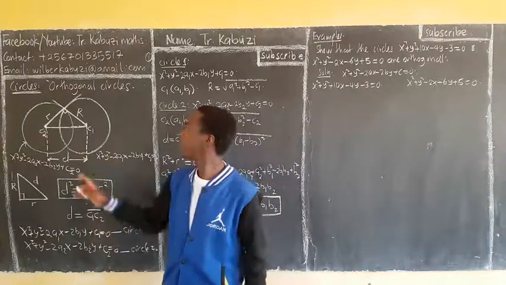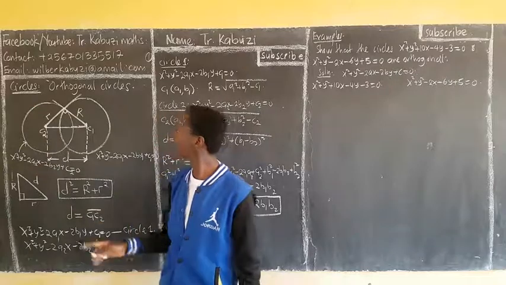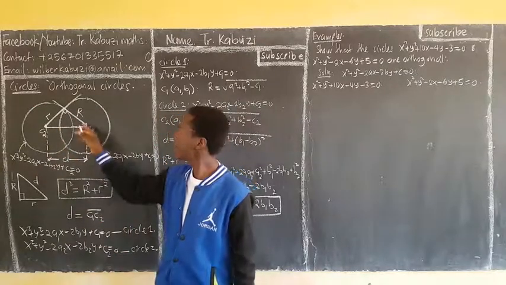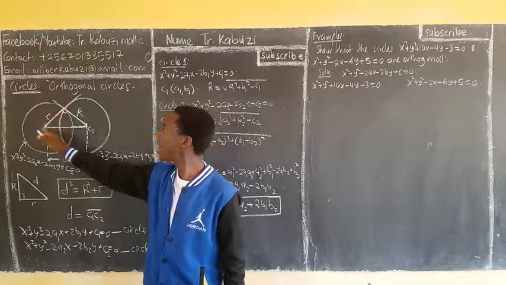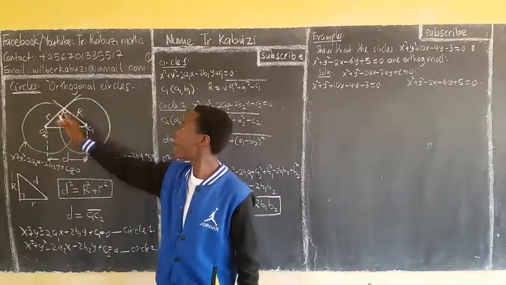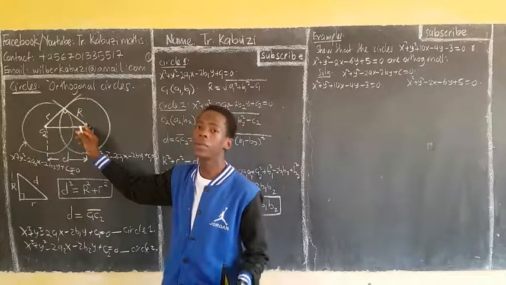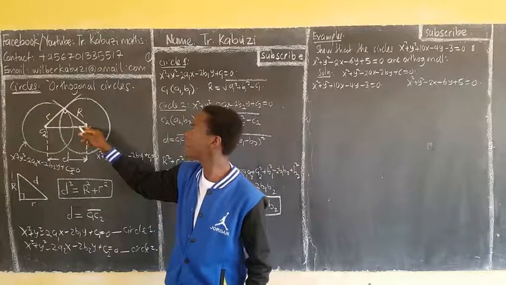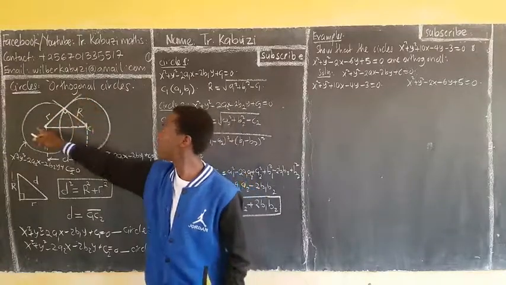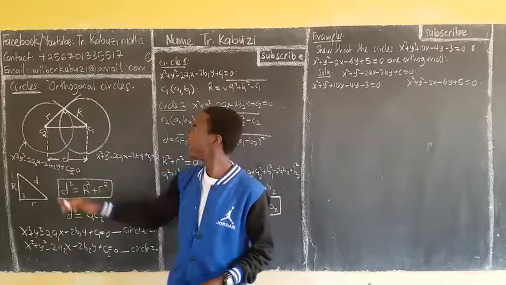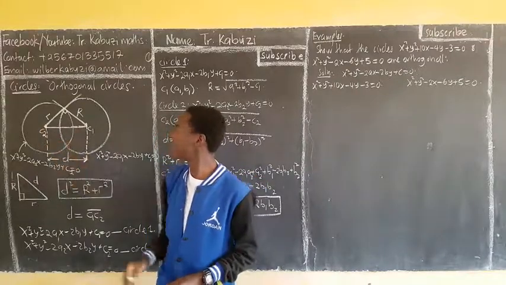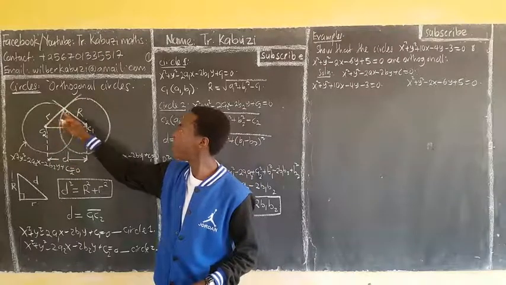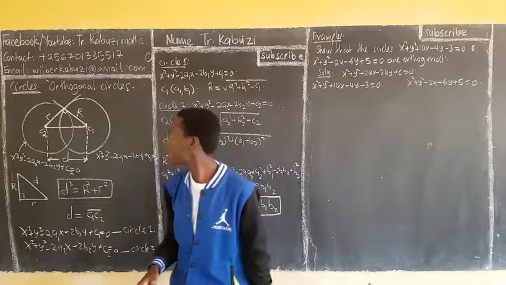Now, when we have, say, this circle of this equation, and this circle of this equation, you see that the tangent to this circle is here, and the tangent to this circle is here, but these tangents are passing through the centers of the opposite circle. So the tangent to this is going to pass through the center of the other circle, and the tangent to this is passing through the center of the other circle. Now, the distance between these two centers is d.